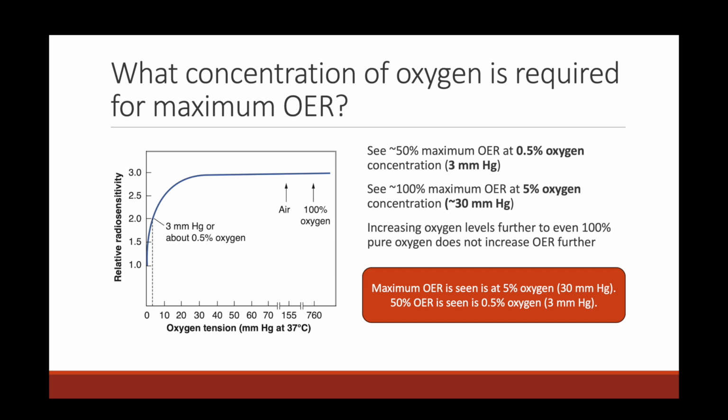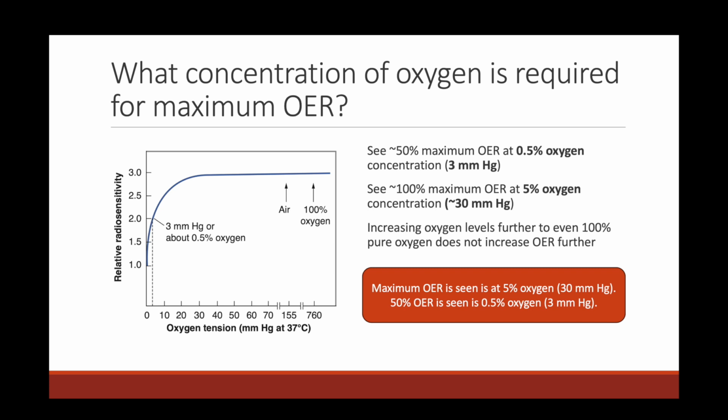So that means that initially we see huge gains as the oxygen concentration increases at low levels. We see huge increases in the relative radiosensitivity. And then after a certain point, those gains really decrease and we don't see much improvement as the oxygen tension goes up and up and up. So these are some important numbers to be aware of.